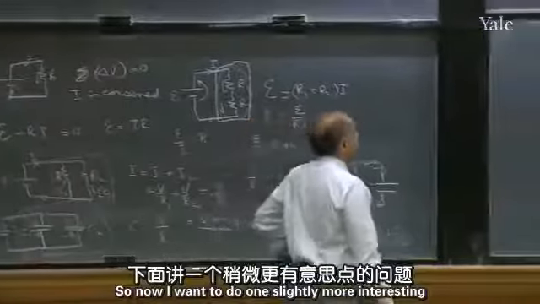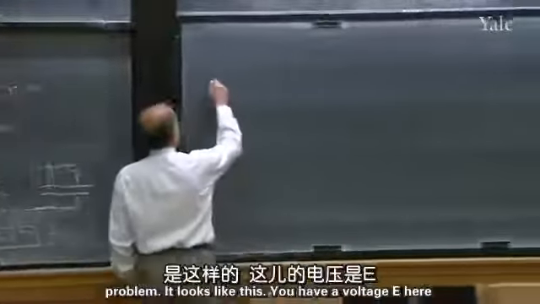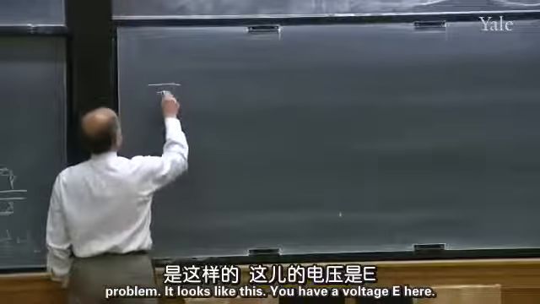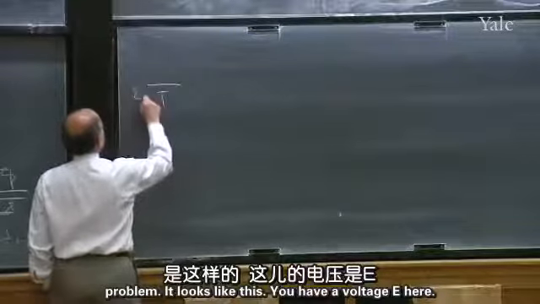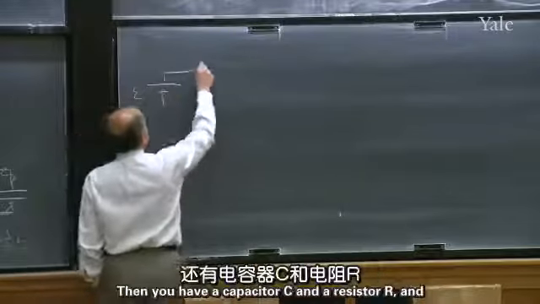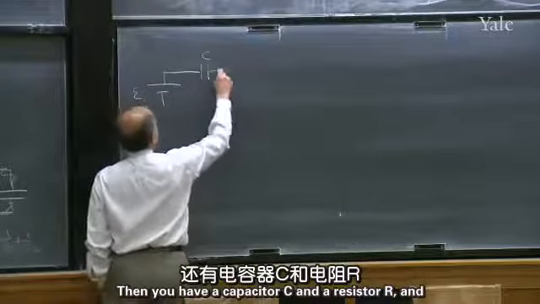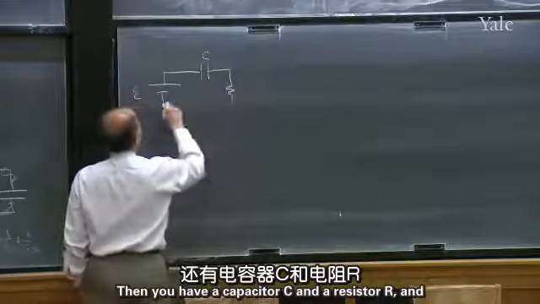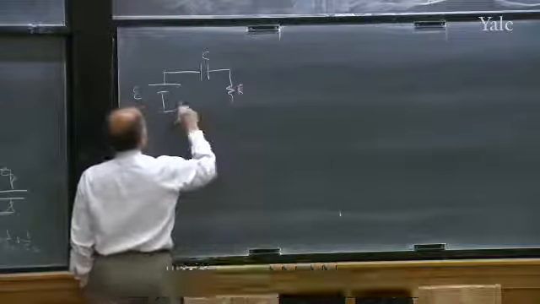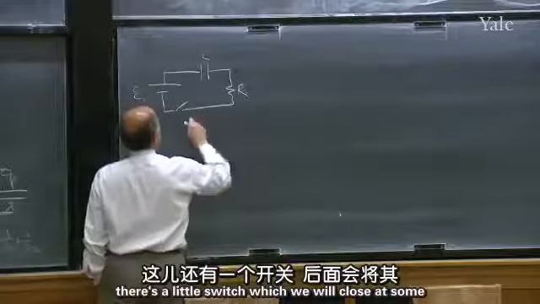All right, so now I want to do one slightly more interesting problem. It looks like this. You have a voltage E here. Then you have a capacitor C and a resistor R, and there's a little switch which we will close at some point.